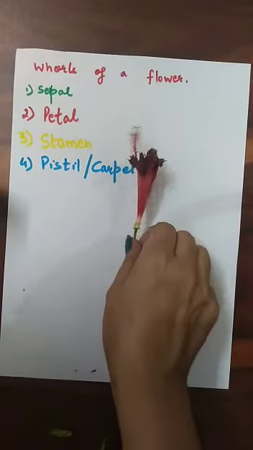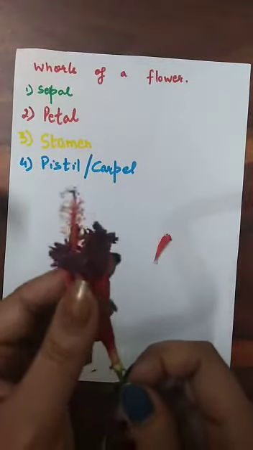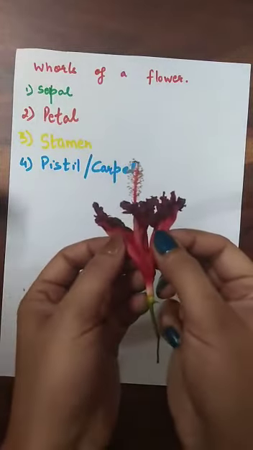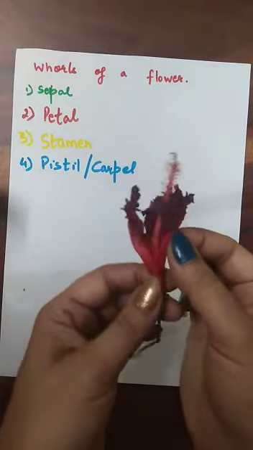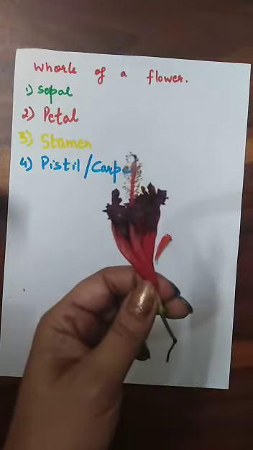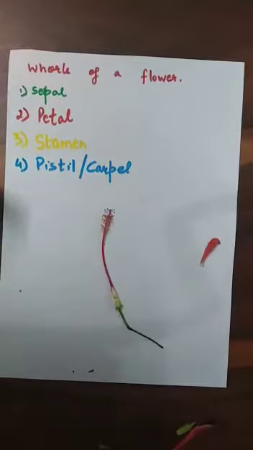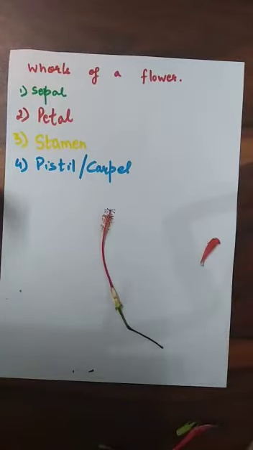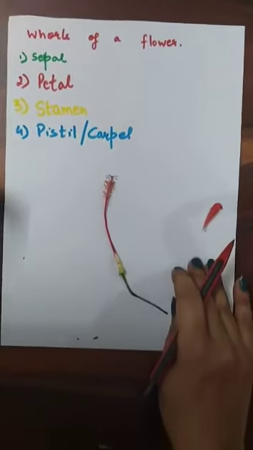Second is the petals. Petals are the colored part of the flowers. All this red color, these are the petals. So this forms the second whorl. You can see again a circular arrangement. Now let me remove these. Now here I have the pedicel. Petals and sepals have been removed.